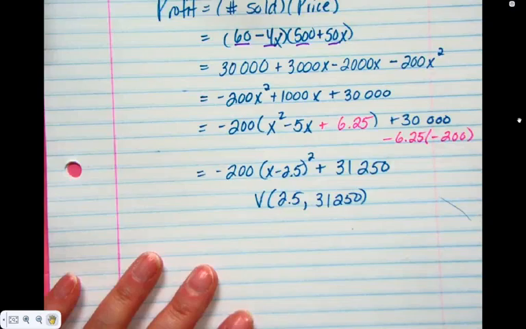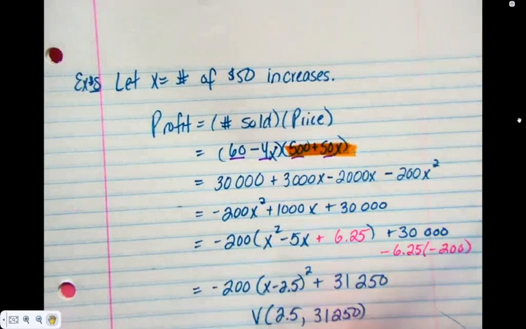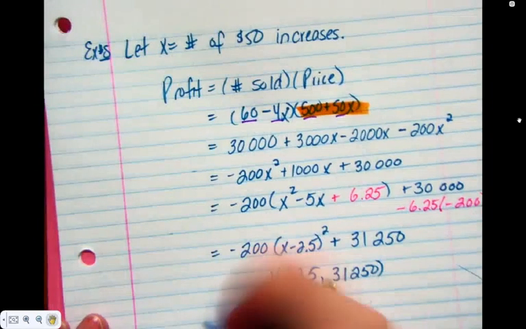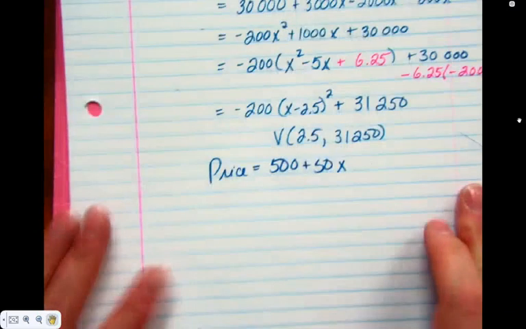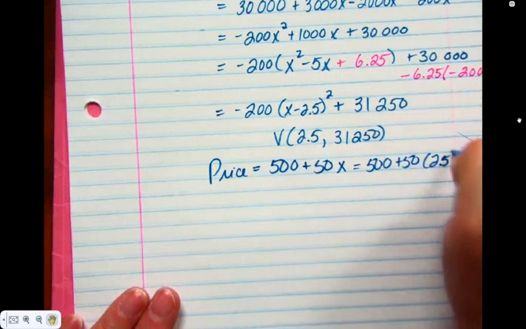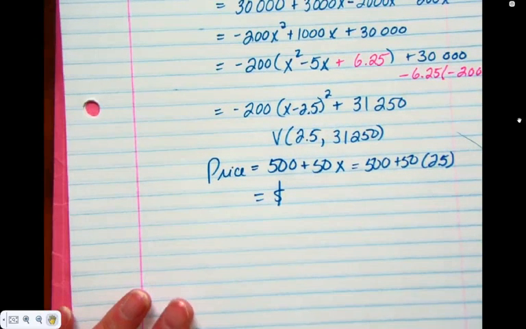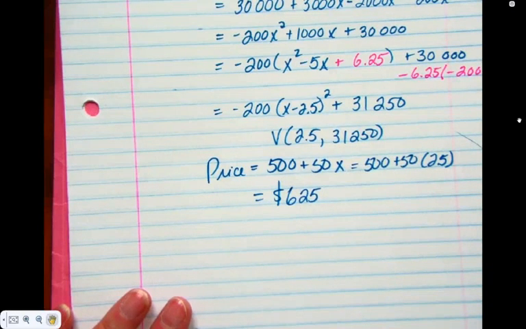What does the question want to know? What has it asked us? It doesn't actually ask the maximum product or profit. It's just asking for the price. So price is this binomial up here. So we know it's 500 plus 50 times x. What's x? Offer of 625. Just looking for confirmation.